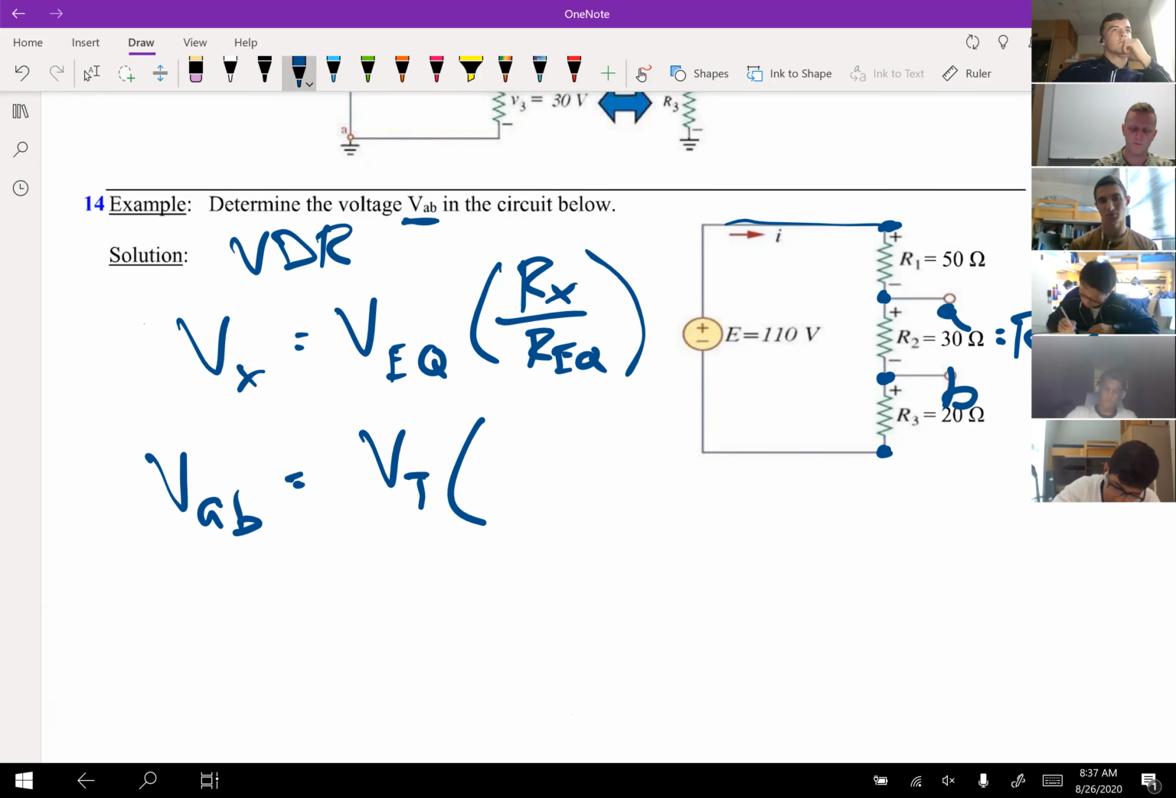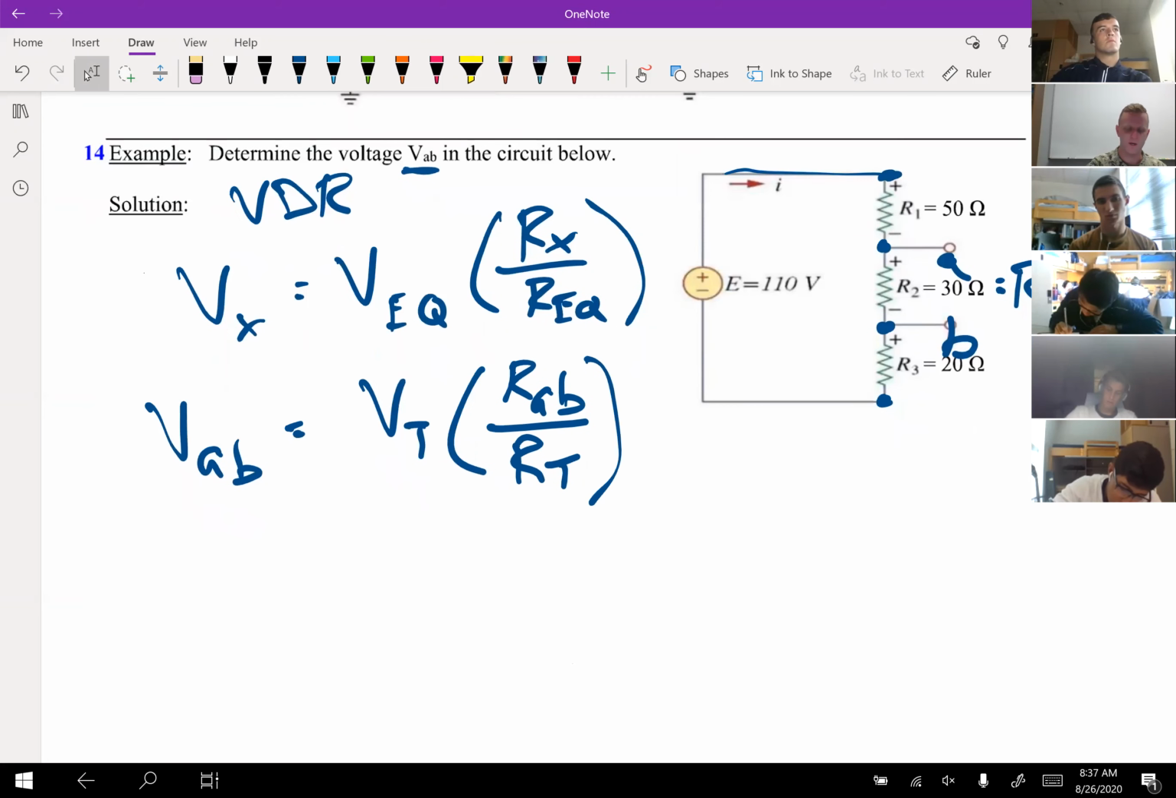The Rx that I'm looking for is R from A to B. Notice how I plugged in AB where the X was, and for EQ, I plugged in T and T. The X's have to be the same two nodes that you're picking from every time. Or if it was just labeled R2, then the V I could also label as V2. Just be consistent with your subscripts and you'll make fewer mistakes.